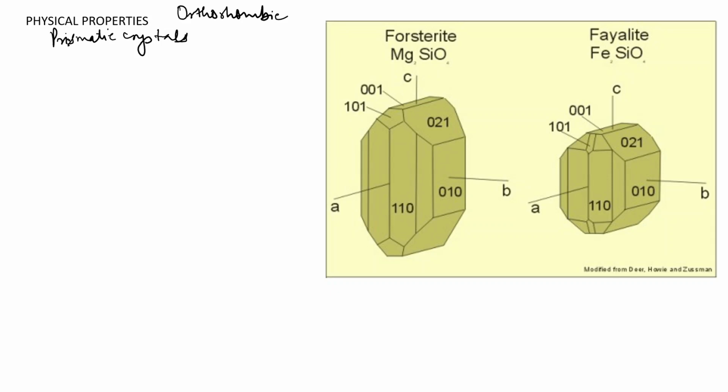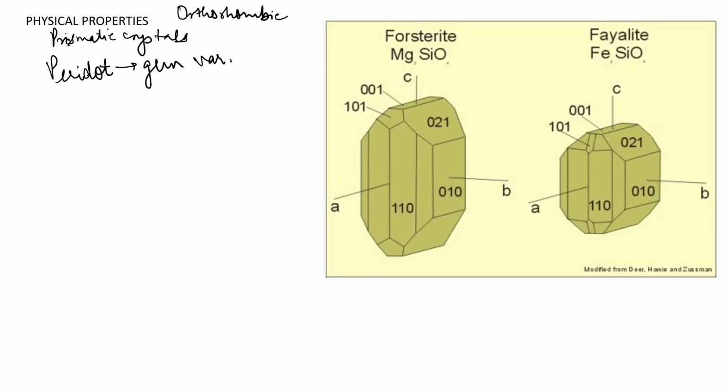Then color: the color is green, pale green, olive green. The name olivine has come from the olive green color. White, yellow, brown, black. Peridot is the gem variety of olivine. Remember that. Streak is colorless, hardness around 7, vitreous luster, and since it has vitreous luster, the fracture is bound to be conchoidal.